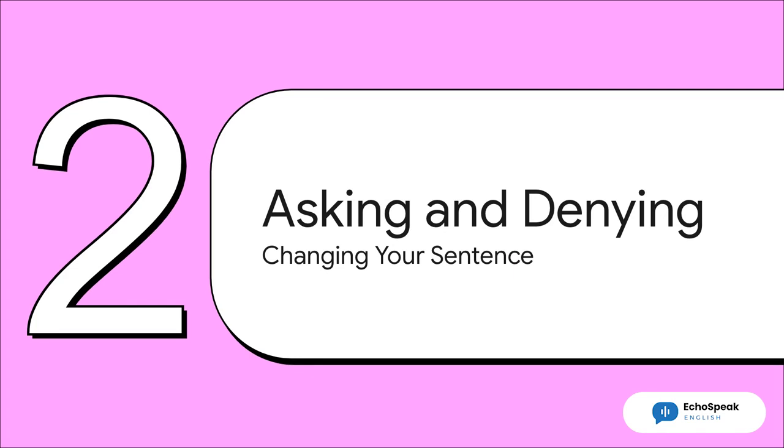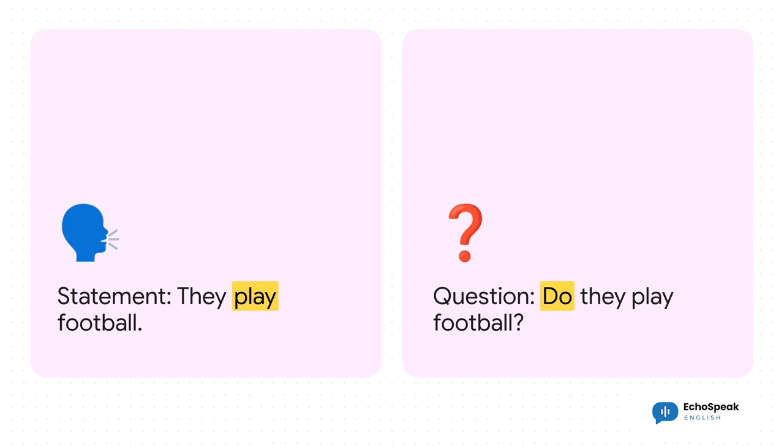But what happens when we want to do more than just state facts? Let's take a look at how we can tweak our basic sentence to ask questions and to make negative statements. So how do you turn a statement into a question? Well, let's take the statement, they play football. That's pure SVO, just like we learned. To make it a question, we bring in a little helper verb, like do, and we just pop it right at the very front. Do they play football?